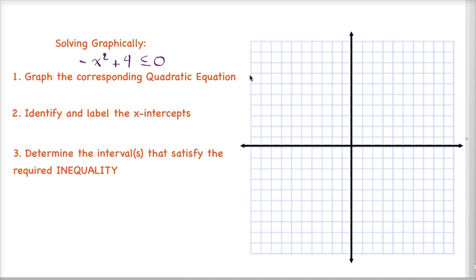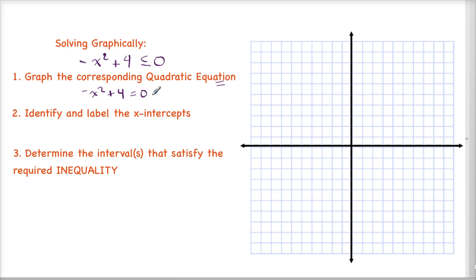So let's say I have this quadratic inequality. Negative x squared plus 4 is less than or equal to 0. So what I want to do, I have 3 steps here to solving this graphically, and it's going to look just like those examples we did with the red and the blue parabola. So the first thing I want to do is graph the corresponding quadratic equation, right? So this is an inequality. An equation is just when we have an equal to, right? So the corresponding quadratic equation is negative x squared plus 4 equals 0.